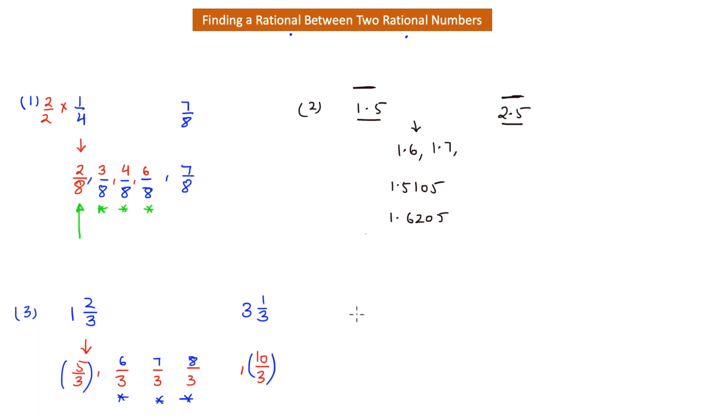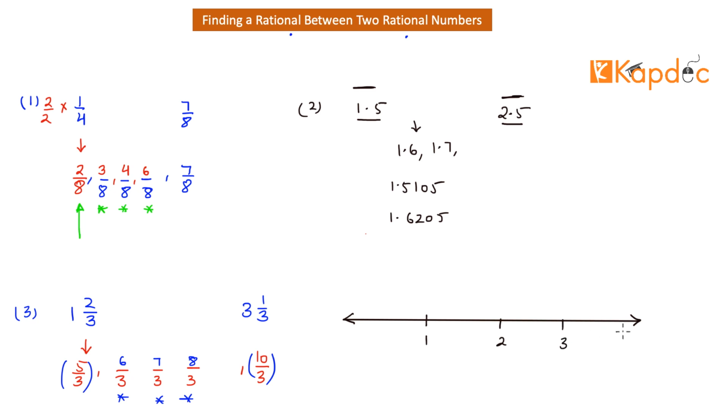Now let me show you one more method of how you find rationals between two given rationals, and that involves the use of a number line. So I'm going to use this third example. So let's say this is 1, this is 2, this is 3, and so on. Where will be 1 2/3, the first rational? It will be, let's say, somewhere here. It's close to 2, but not really at 2, right?